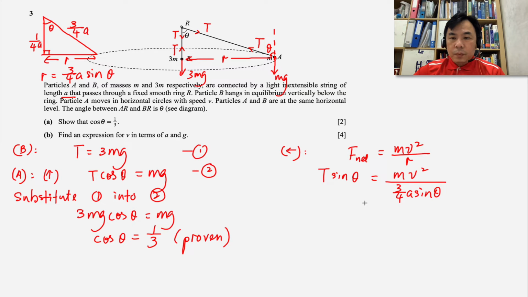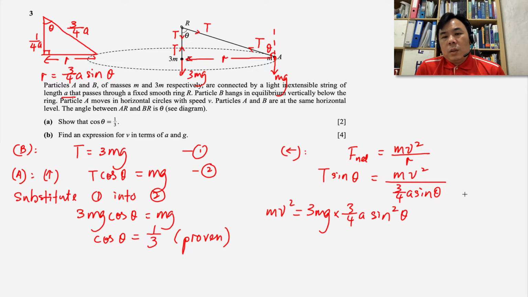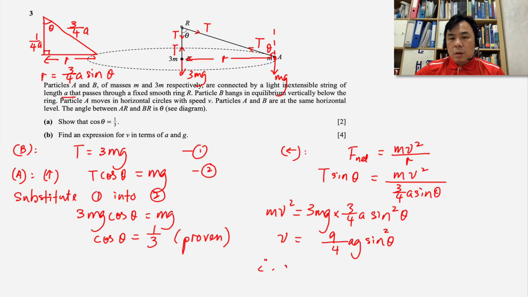So from here, we can rewrite this. We know that T is, sorry, T is 3mg. So this part here, we can put as 3mg, and then multiply with 3/4 a sine squared theta is equal to mv squared. Now, of course, the mass can be removed. We will have 9 over 4 a g sine squared theta. Therefore, the velocity or the speed is 3 over 2.